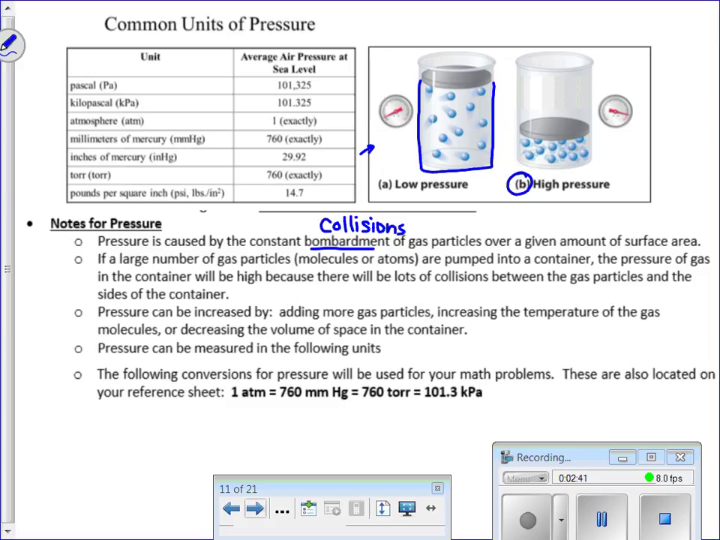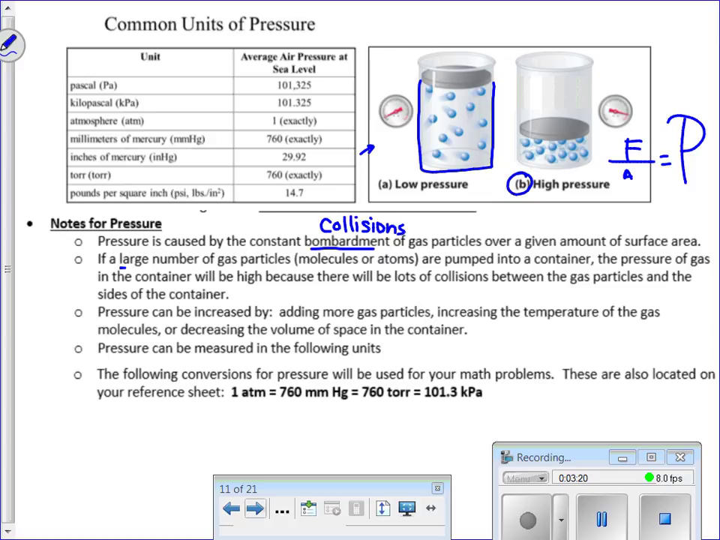But if you decrease the volume of space for those gas molecules to be in, now not only are the gas molecules hitting the sides of the container, but they're hitting the sides of the container of a very small area. So this pressure is large. Okay? The less space, the less area there is for pressure to be distributed, the higher the pressure gets. Pressure is caused by the constant bombardment or collisions of gas particles over a given amount of surface area.